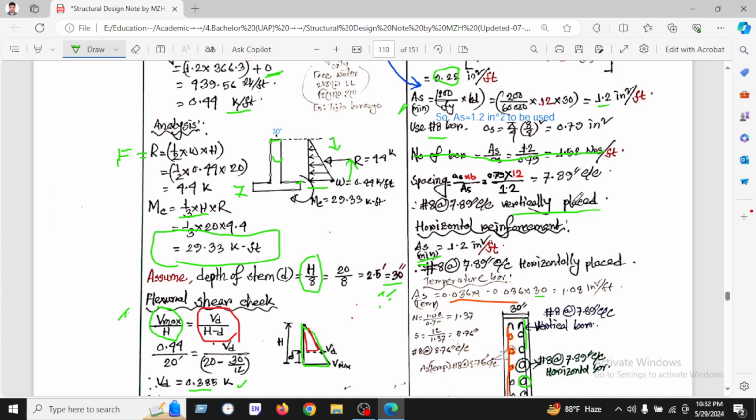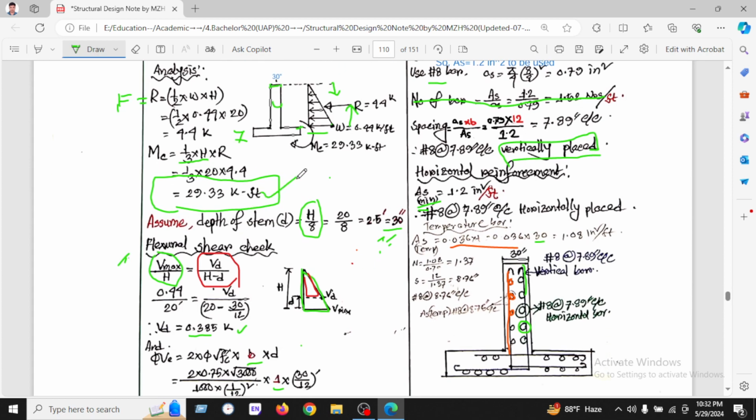concept. The vertical bar is found from this moment. So this is the vertical bar we have used from the moment. On the other hand, the horizontal bar, we can use the minimum reinforcement. The horizontal bars here are designed from minimum reinforcement.